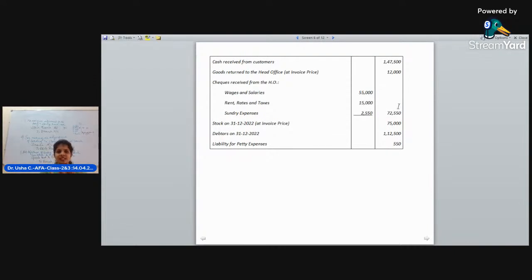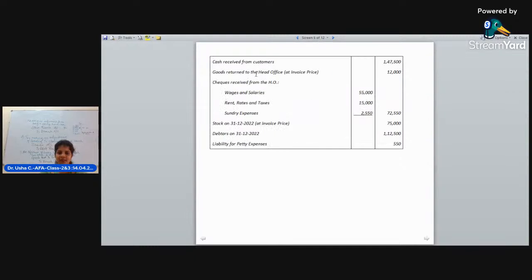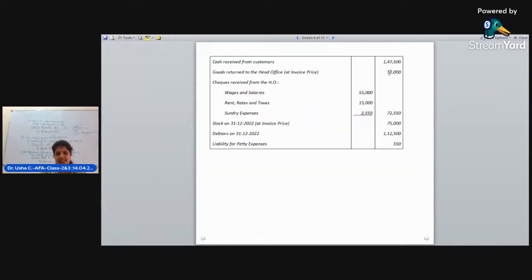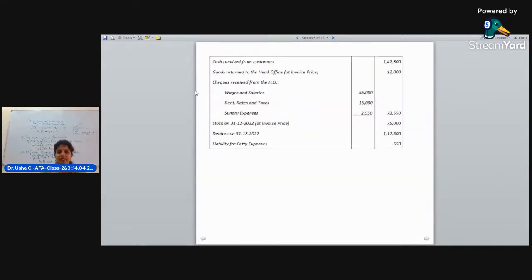Next entry is goods returned to the head office at invoice price. Look at here, goods supplied by the head office was 2 lakh rupees, but goods returned to the head office is 12,000. So this 2 lakh and the 12,000 must be adjusted, because this goods return will be deducted from the goods supplied and the balance amount will be taken as it is.